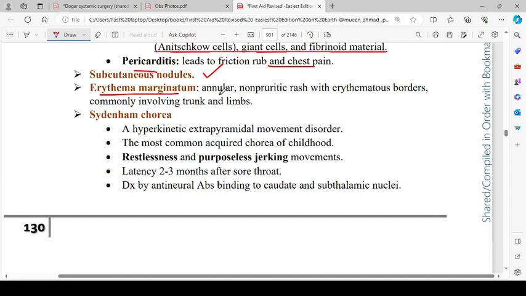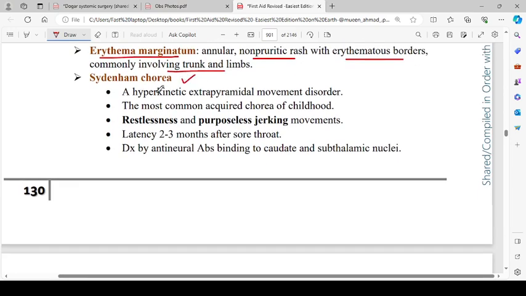Erythema marginatum, annular non-pruritic rash with erythematous borders, commonly involving the trunk and limbs. Sydenham chorea, a hyperkinetic extrapyramidal movement disorder, the most common acquired chorea of childhood, restlessness and purposeless jerking movements, latency 2 to 3 months after sore throat, diagnosis by the antineural antibodies binding to the caudate and subthalamic nuclei.